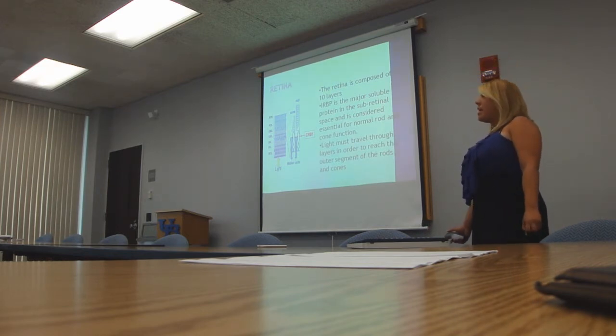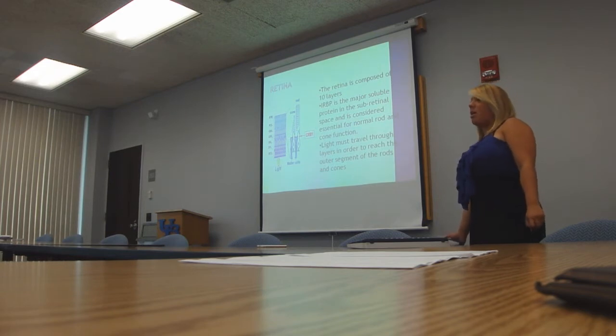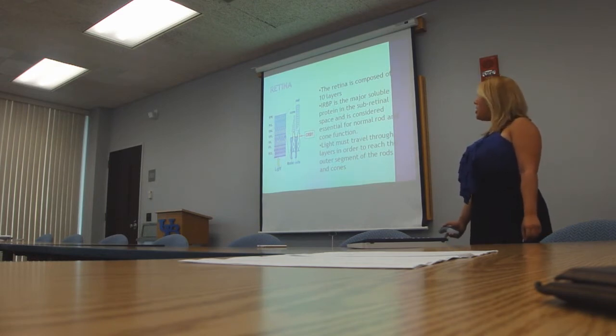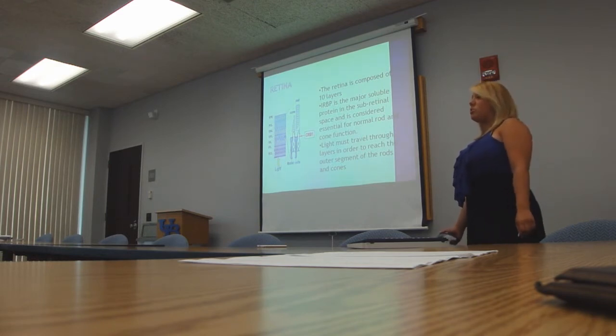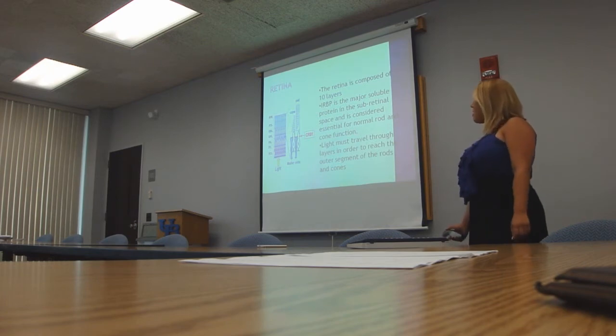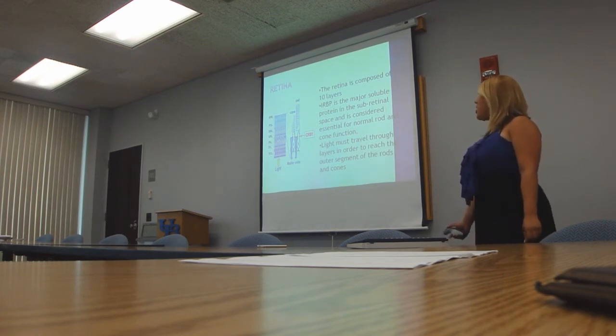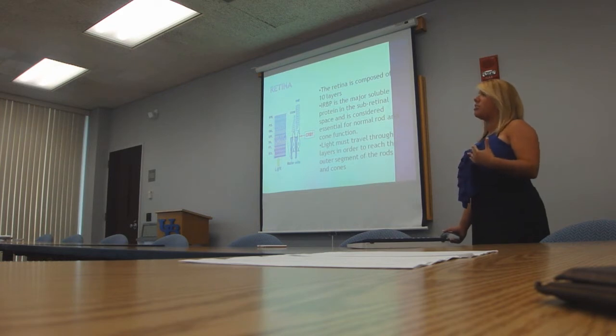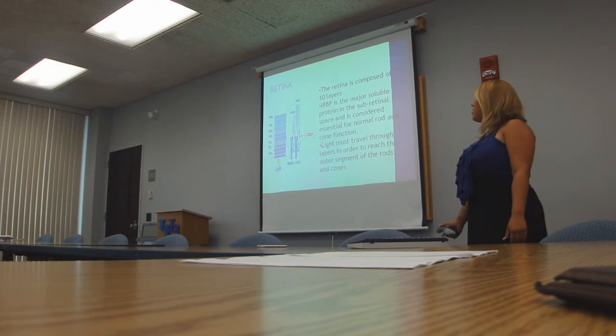IRBP is found in the subretinal space of the RPE, and it's the most soluble protein, and it helps transport retinoids between the different cells in which the visual cycle is occurring. Light must travel in through all these layers, so it seems as though the anatomy of the eye is backwards, because the photons need to travel through all 9 layers prior to actually reaching their site of action.